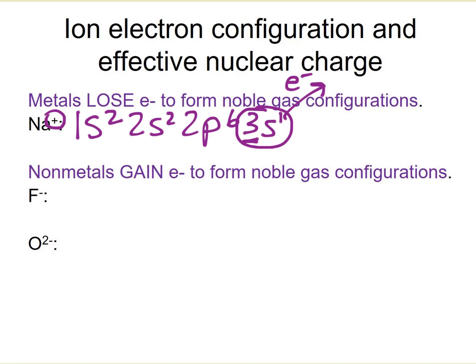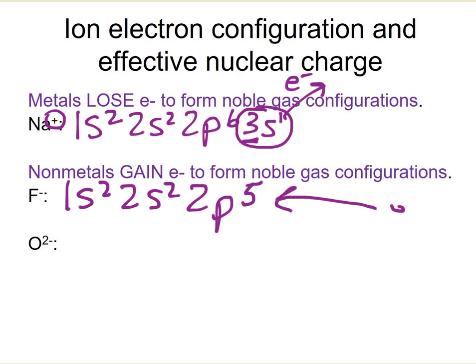Let's look at some nonmetals. Nonmetals gain electrons to form noble gas configurations. So that means that they'll have a configuration just like a noble gas. So let's look at F minus. Normal fluorine is 1s2, 2s2, 2p5, and it says it's a minus. So that means that one electron comes in, and we change this to p6.